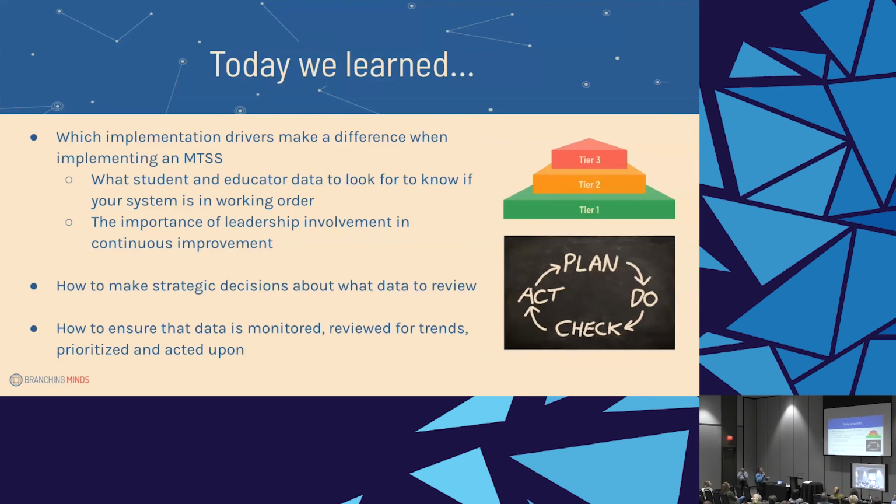How to make strategic decisions about what data to review and what data not to review. I don't really care how many plans are made. I'd rather know that they're quality plans. But if you all want to start going and making plans, then I can use those patterns of all the things that are messed up in those plans to teach you, because teacher competency is important, right? And then ensure that that data is monitored, reviewed for trends, prioritized, and acted upon. There's nothing worse than having to turn in data at the end of the year.